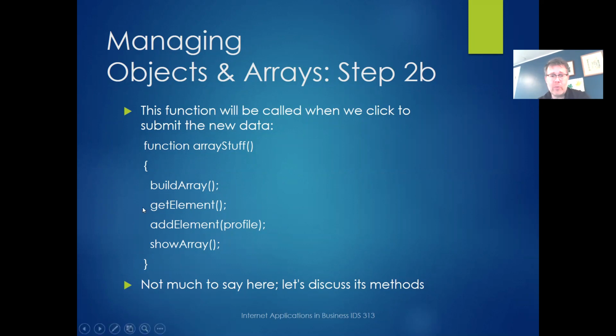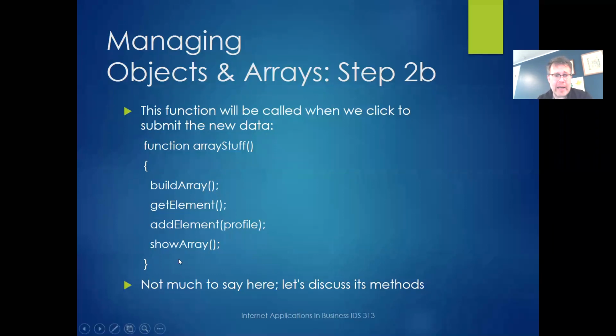Okay. Then we're going to get element. That's going to read whatever element is currently in all those input fields. So when we click submit, it's going to construct the initial array. It's going to get the element from the input fields. It's going to add it, right? It's going to add that profile that we've just created to our list. And then we're going to show the contents of the updated array. So for every one of those profiles, we're going to display those in some sort of paragraph tag.